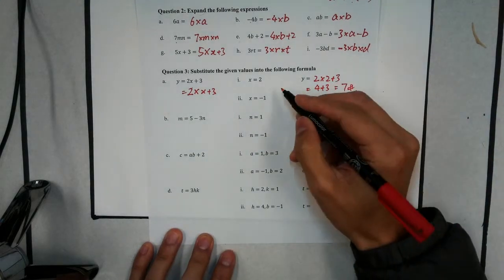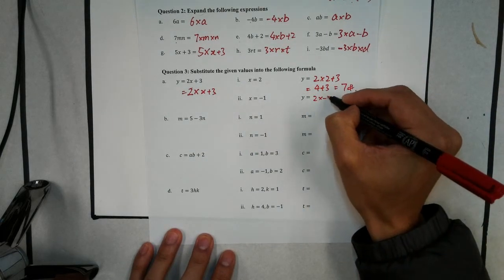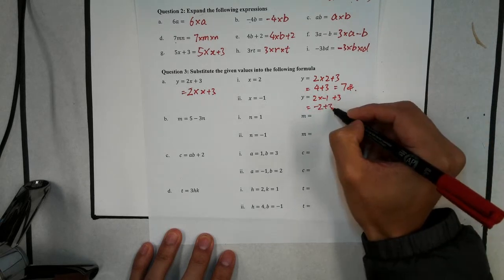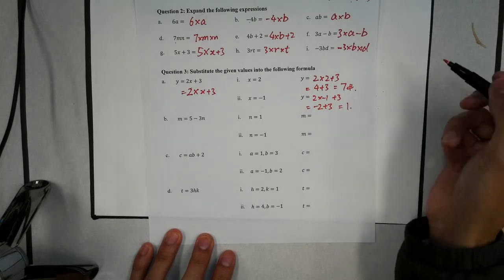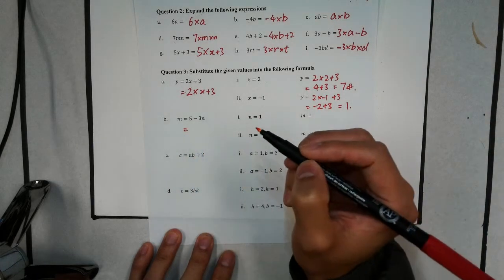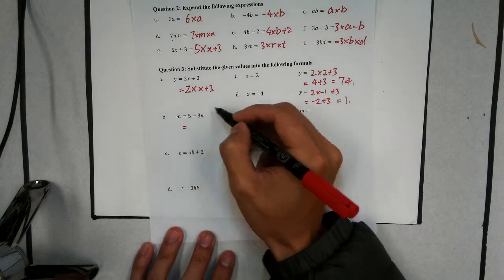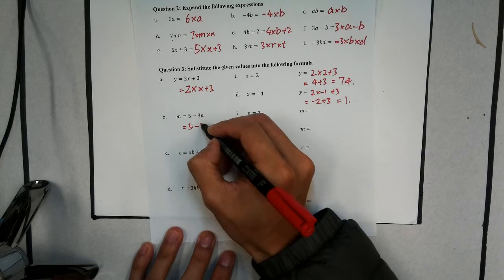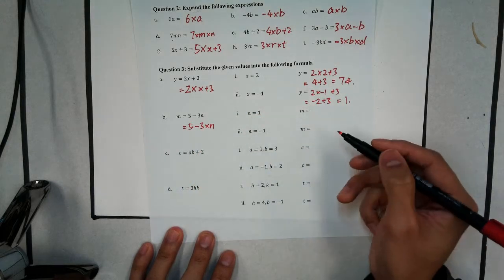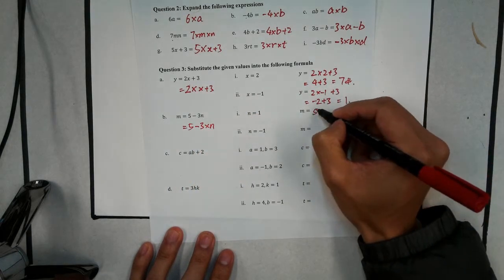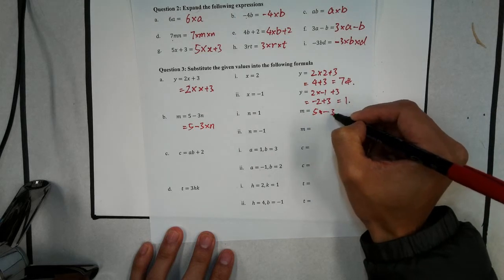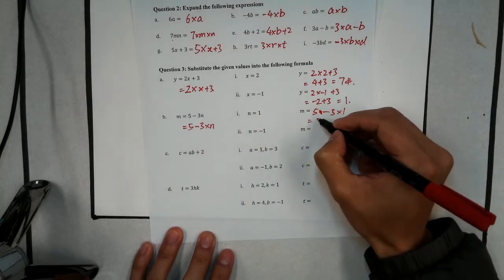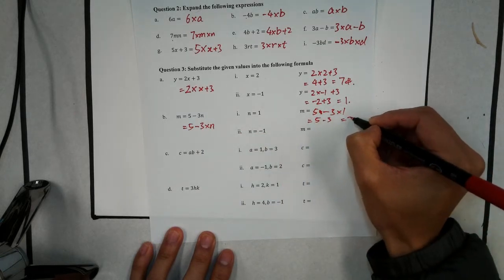Next one is similar. So we have 2 times negative 1 and then plus 3. So 2 times negative 1 is negative 2 plus 3. The answer is 1. So that's question B. We need to expand the algebra expression. It becomes 5 minus 3 times n. So therefore m is equal to 5 minus 3 times 1, because n is 1. We will have 5 minus 3 equal to 2.